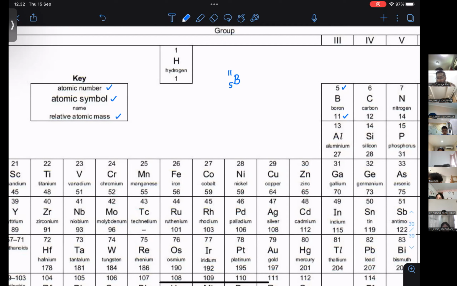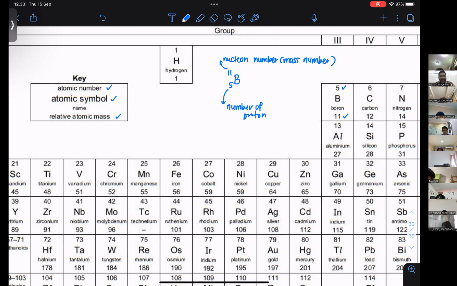Okay, this is how we write. This number 5 is going to represent the number of protons, and number 11 is going to represent your nucleon number, or the mass number. So we have already learned about this.